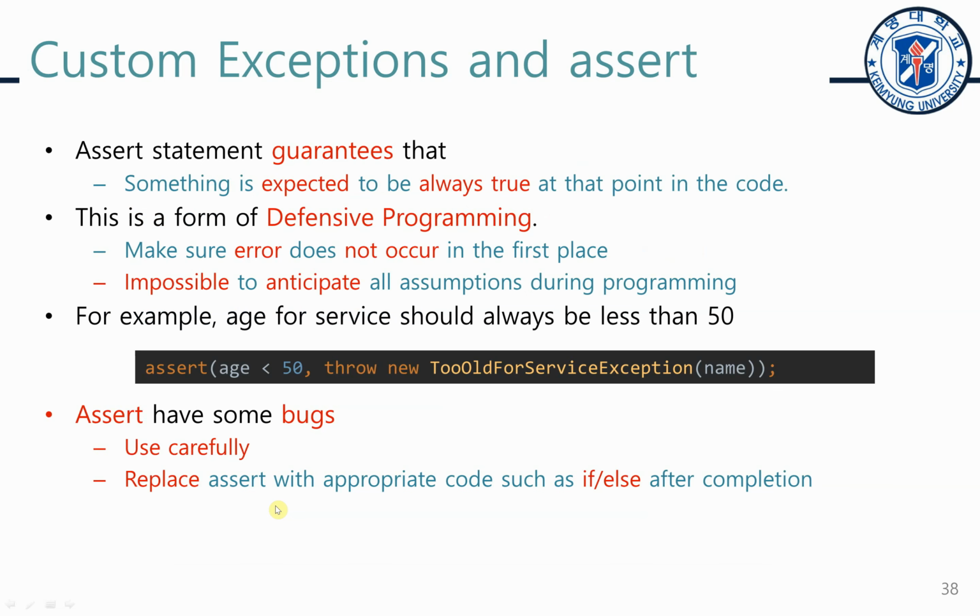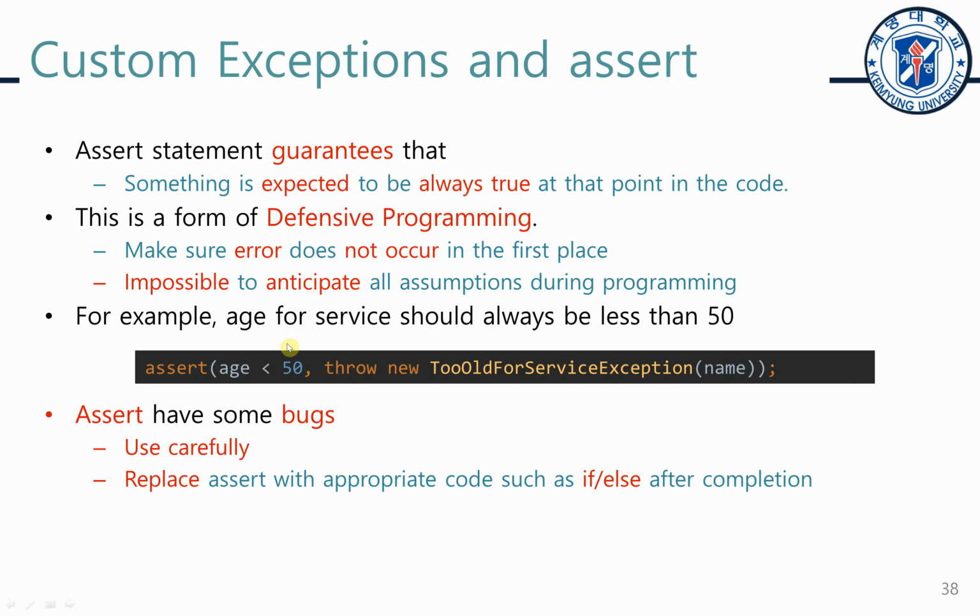But before that, let's discuss a little bit about assert. Okay, so what is an assert? An assert is some kind of statement that guarantees a certain condition is checked, or a certain condition is always true. When that condition is false, it will force the program to not execute that statement or certain statement. So something is expected to be always true.